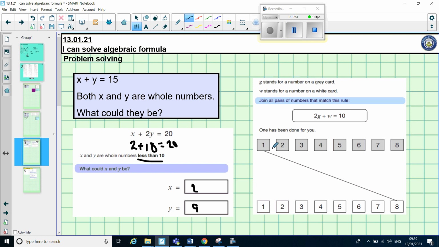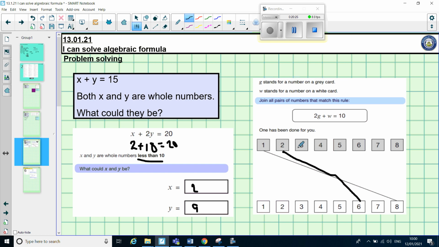So I would work systematically, working along the grey cards. Remember, G stands for grey card. Okay, so next I would say I'd try the number 2. So 2 lots of 2 is 4, add something equals 10. Okay, pause the video now and see if you can work out what our W is there. Okay, 2 lots of 2 is 4. Add 6 equals 10. So I can match 2 to 6.